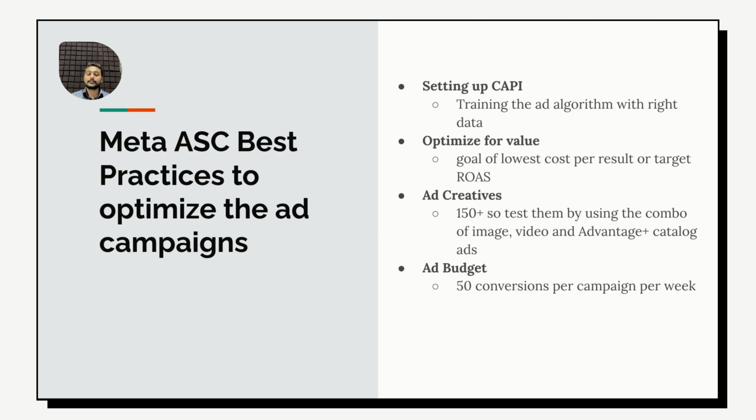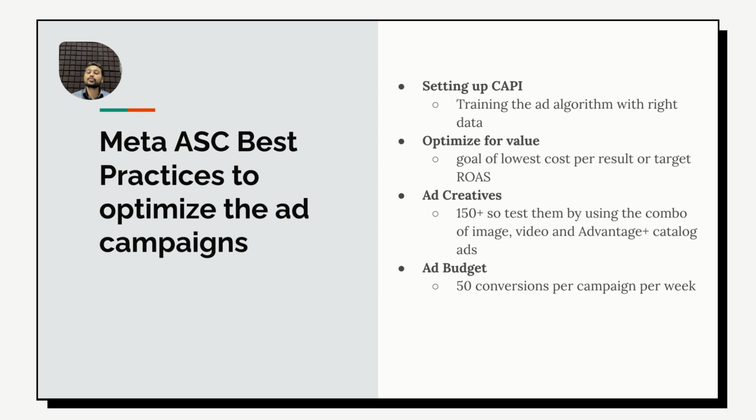Next, ad budget. Basically, you need to set up a budget in such a way that you optimize for getting 50 conversions per campaign per week. So what you have to do is, let's say you have a cost per result goal of some X amount. Divide that by 7 and multiply it by 50. That is 50 times the average cost per conversion divided by 7. So that's the budget you need to put in the beginning to get your Advantage Shopping campaigns started.